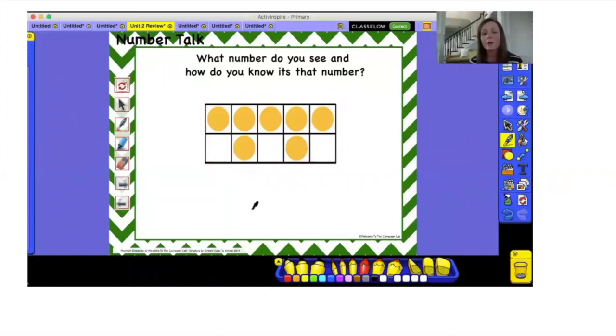You might have also said there are 1, 2, 3 empty spaces on your 10 frame, so you know that 7 is 3 less than 10, or you might have simply just counted your dots. 1, 2, 3, 4, 5, 6, 7. Okay, so let's get started with our lesson.